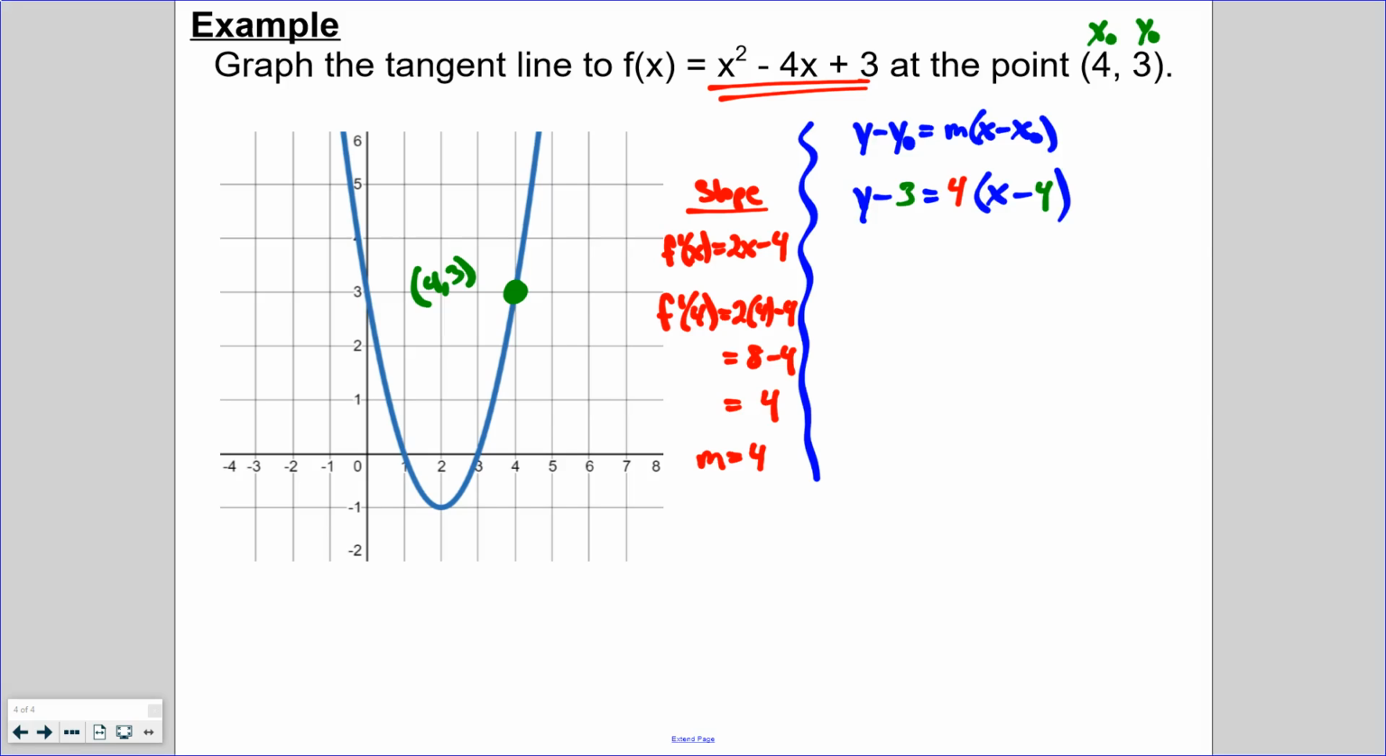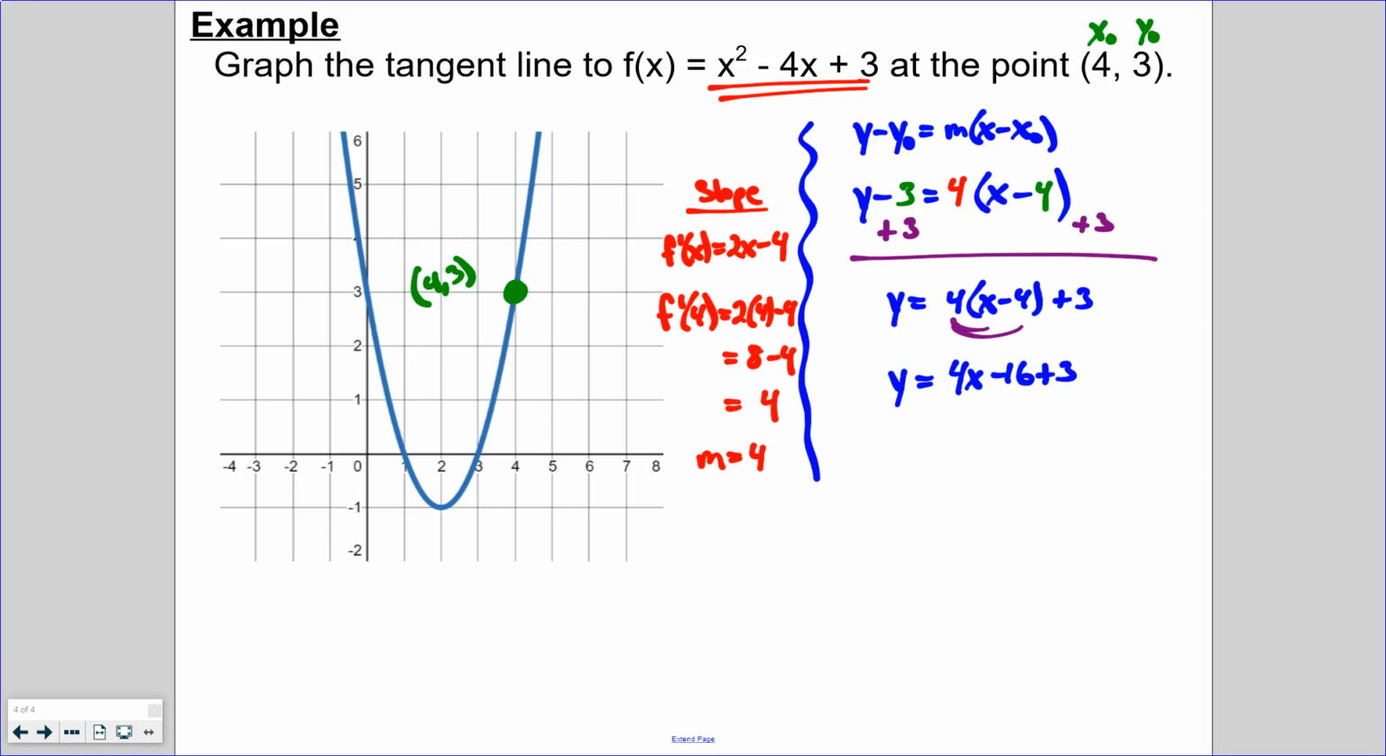All right, now we do need to get this in slope-intercept form because that is far easier to graph in that form of our linear line. So let's see, what can we do? We can add 3 to both sides, excuse me, to get the y by itself. So we have y is equal to 4 times x minus 4 plus 3. Then we'll distribute that 4 in, giving us y is equal to 4x minus 16 plus 3, or y is equal to 4x minus 13 as our equation of the tangent line.